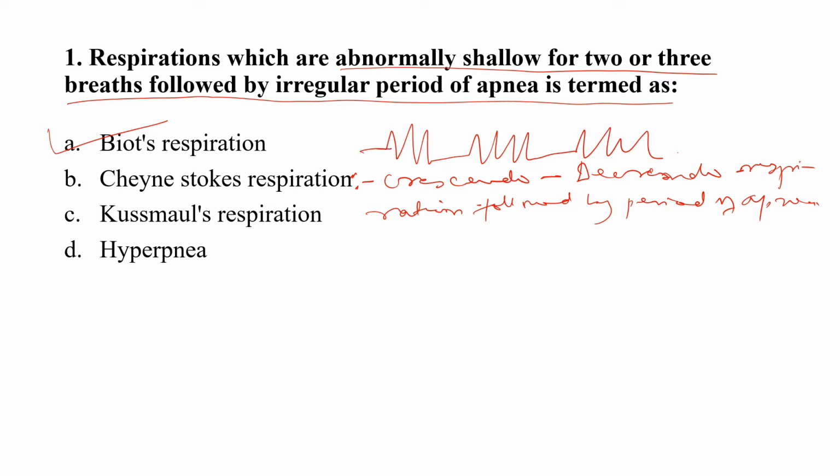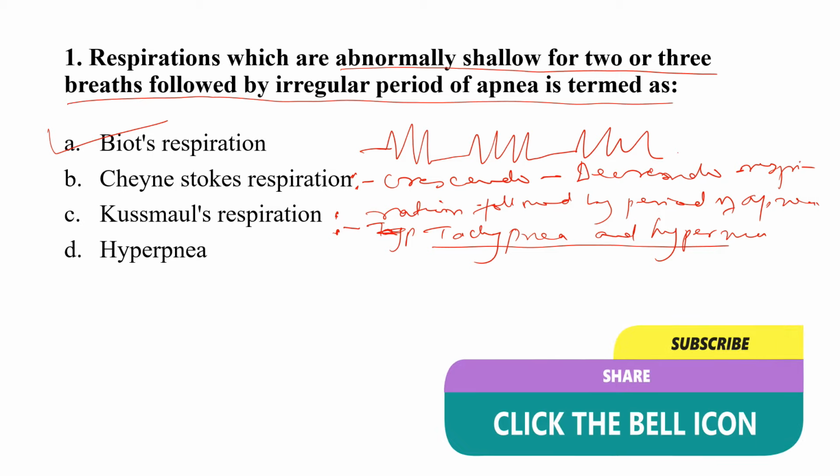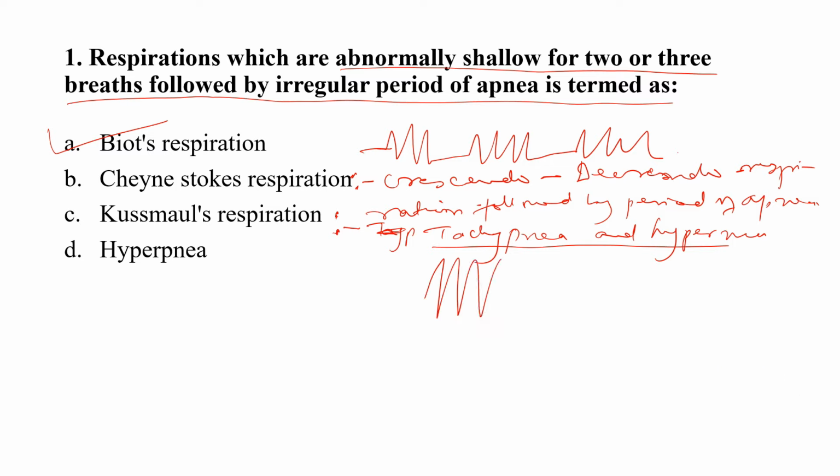This is the pattern of Cheyne-Stokes respiration, and in Kussmaul respiration you usually have tachypnea and hyperpnea. That means in Kussmaul respiration the person will have increased rate of respiration as well as the depth will also be increased. So the graph of respiration will be of this type in Kussmaul respiration.